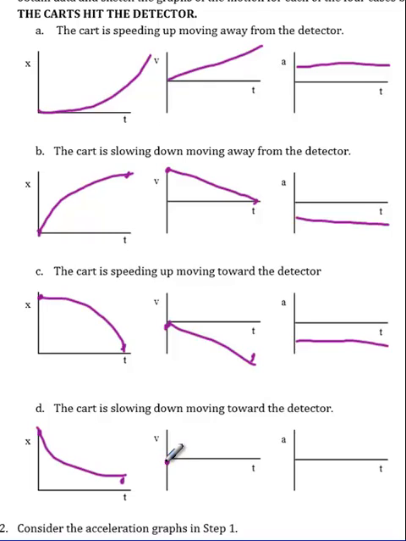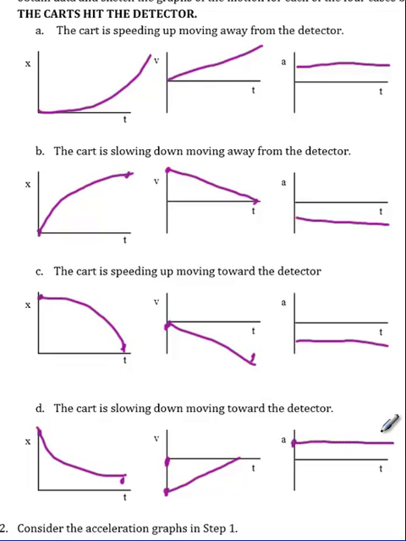Okay, velocity, if it's slowing down, it doesn't start at 0. It has to start away from 0, and if it's moving towards the detector, it's got to be down here at negative. And it gets slower, so it's got to head towards positive. That means my acceleration, yeah, the velocity is all negative, but it's becoming less negative. That means my acceleration is positive, so it's up here.